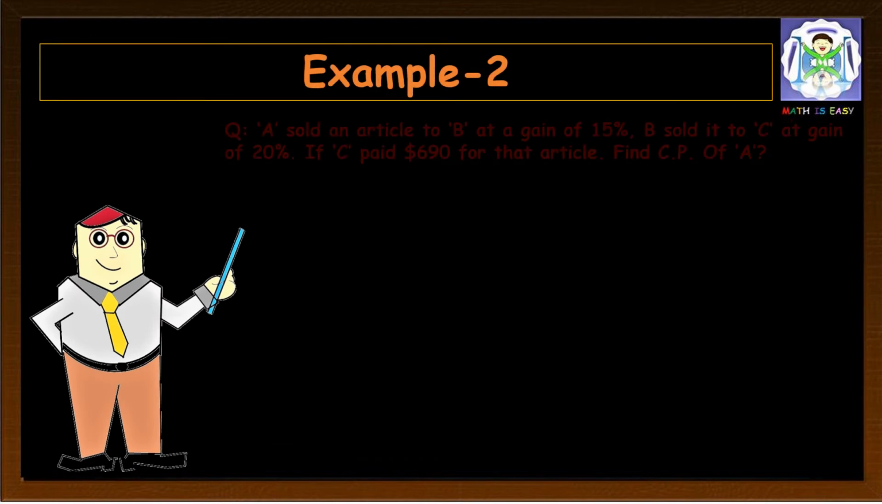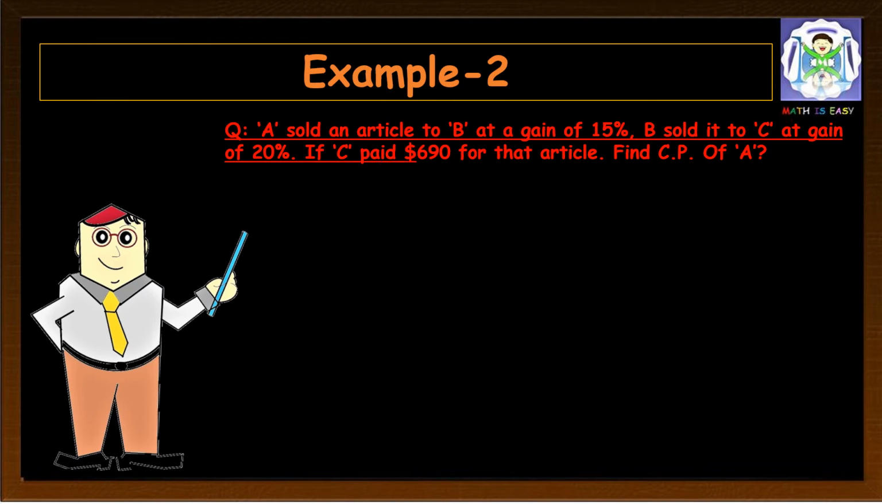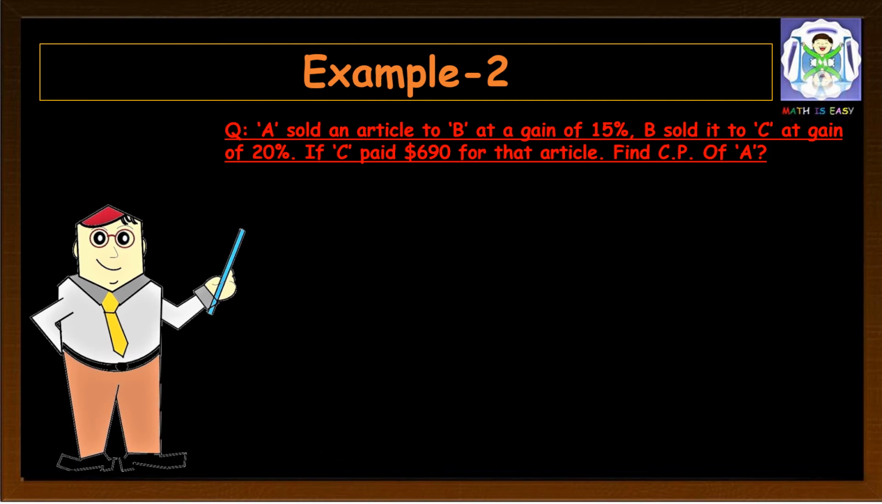Okay, so example 2. The question is, A sold an article to B at a gain of 15%, B sold it to C at a gain of 20%, and if C paid $690 for that article, what is the cost price of A? When you see this kind of question, we always try to simplify it in terms of 100, and also we will use ratio and proportion to find out the answer. So here A, B and C.